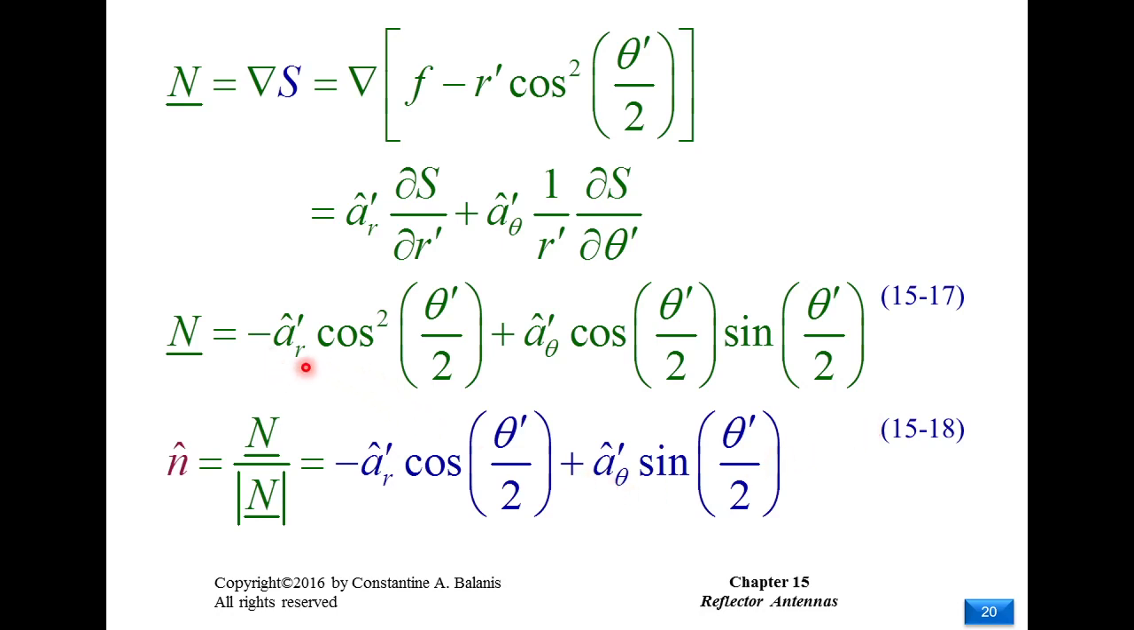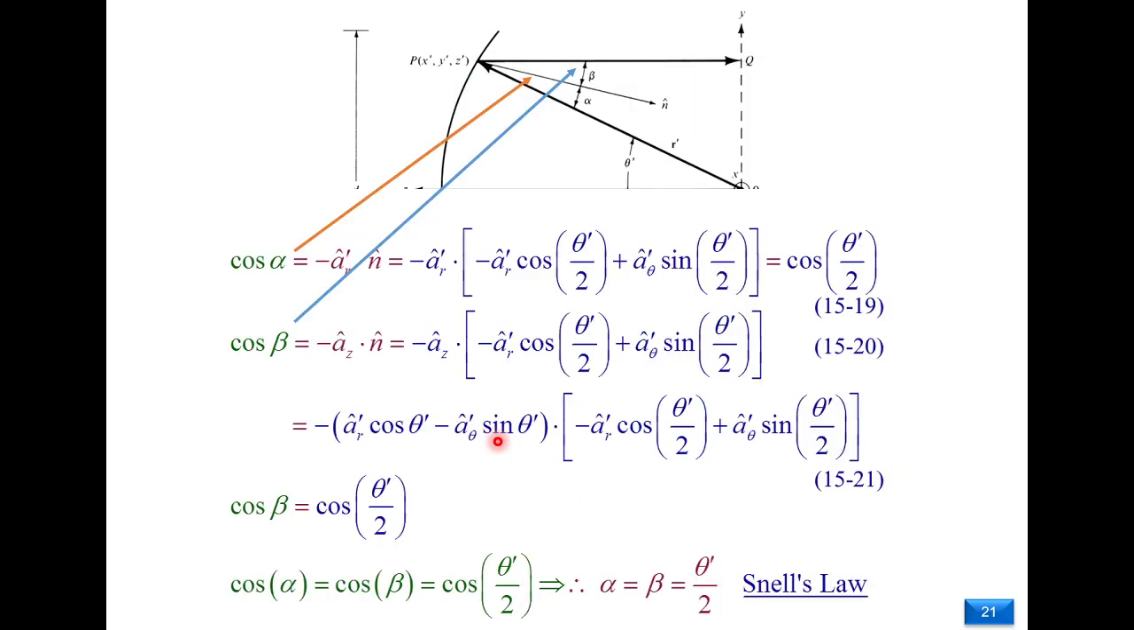So it has an R component and a theta component, and for the normal we just divide by cosine theta as a common factor. The remaining would be cosine plus sine, which is always unity. So this is the unit vector normal to any point on the surface that is defined by angle theta prime. So this is theta prime at any point on the surface. This is the expression for n.